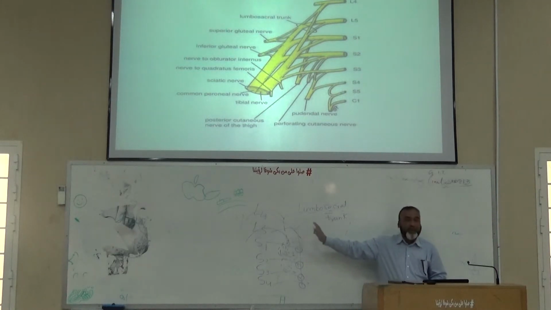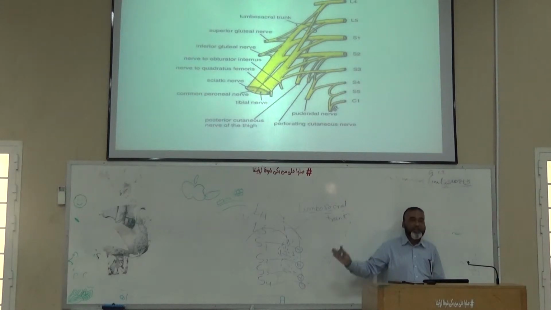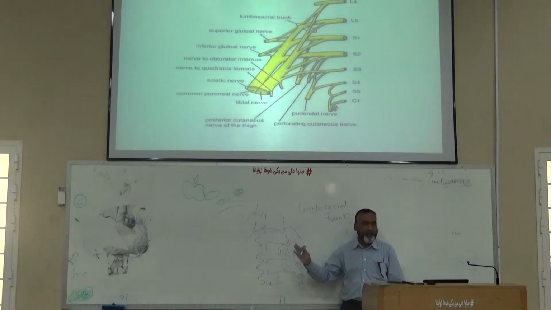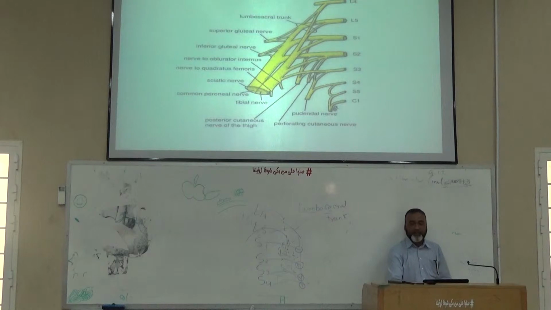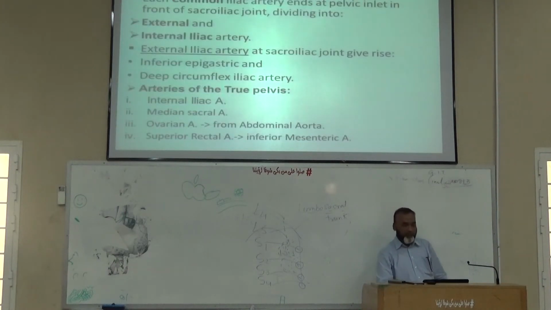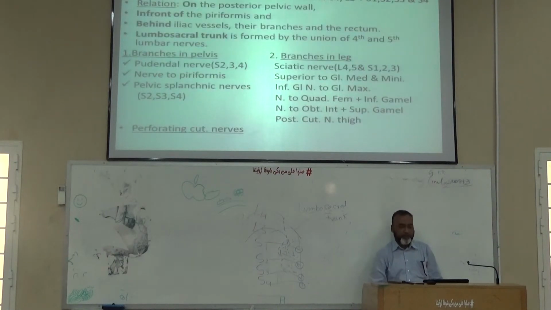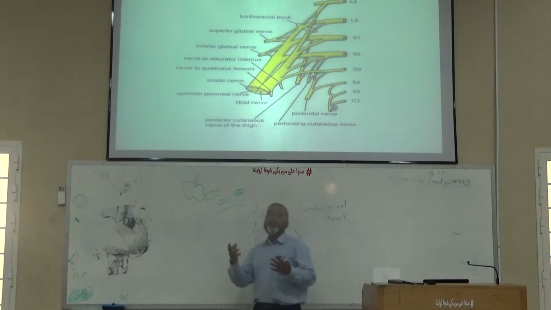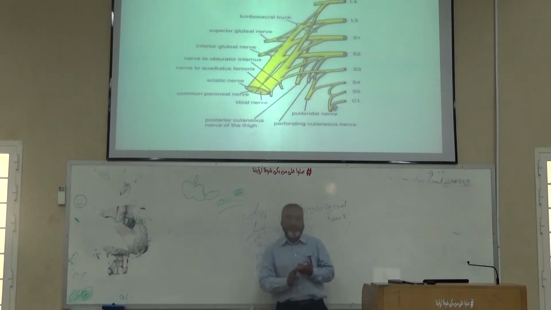And where is it formed? It is formed on the posterior wall of the pelvic cavity in front of the piriformis muscle. Here you can see these are the ventral rami L4, L5, and then S1, S2, S3, and S4. They unite and form the whole of the sacral plexus. Is the lumbosacral trunk considered with this plexus? Yes, this is part of the sacral plexus.